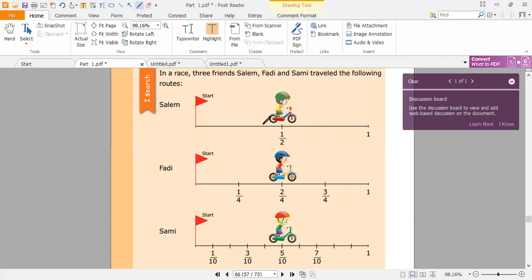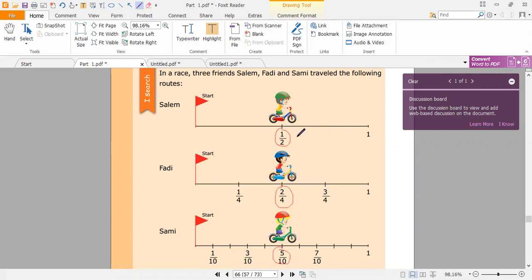Look at Salim. He has 1 over 2. Fadi has 2 over 4. Sammy has 5 over 10. But all of them are reaching the same point. So 1 over 2 equals 2 over 4 equals 5 over 10.